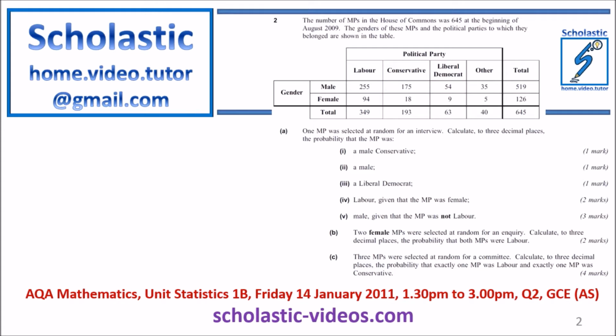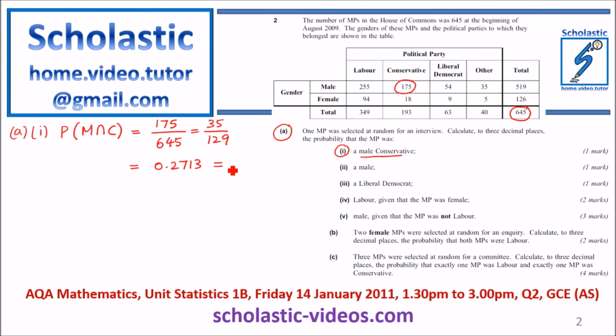So first, part A, part 1. We already saw the answer, male conservative. So please note how to write these given conditions, so that will make some sense to you. Probability of male conservative is equal to, as we saw, out of 645, how many male conservatives? 175. So this is the probability. You can simplify it further if you want. You can write 35 over 129. Even if you stop here, it's correct. Also you can get the decimal value, which is equal to 0.2713, or you can make it to 3 decimal places if you like. So you get this answer.